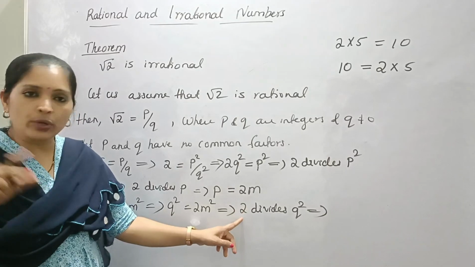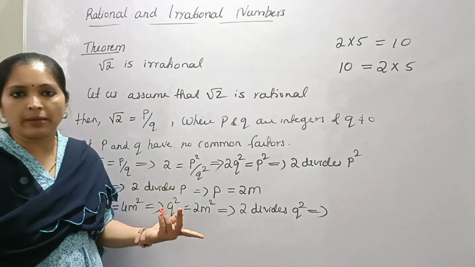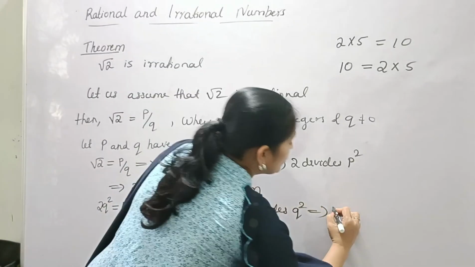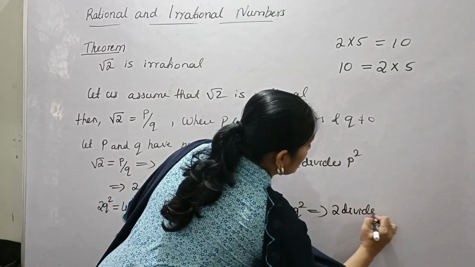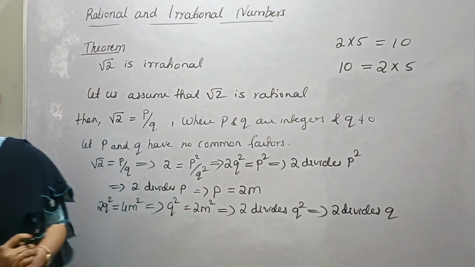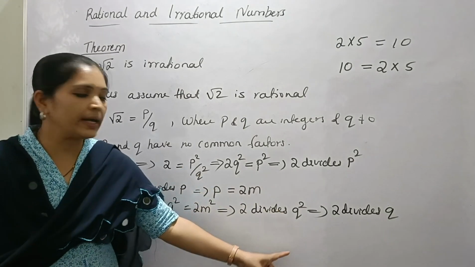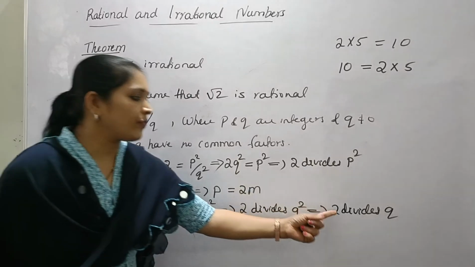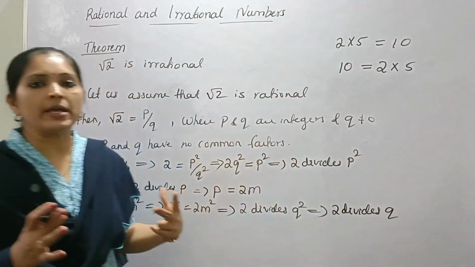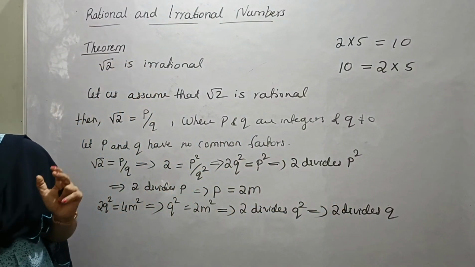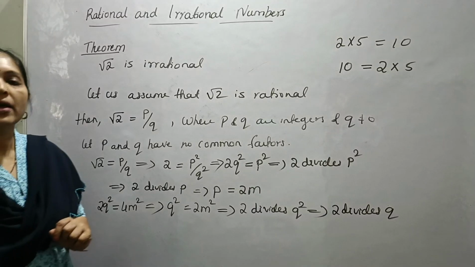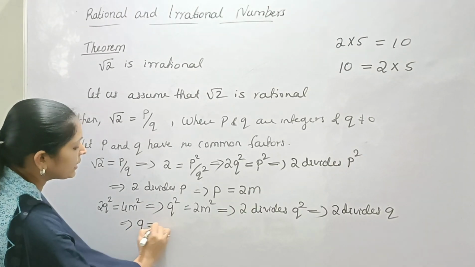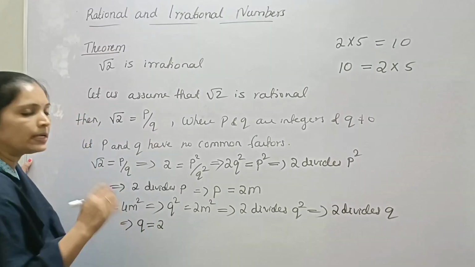So if 2 divides q square, and 2 is a prime number, then 2 divides q. If 2 divides q square, that implies 2 divides q. Here we can also write 2 divides q, which means 2 is a factor of q. That implies this q can be written as 2 into any integer.